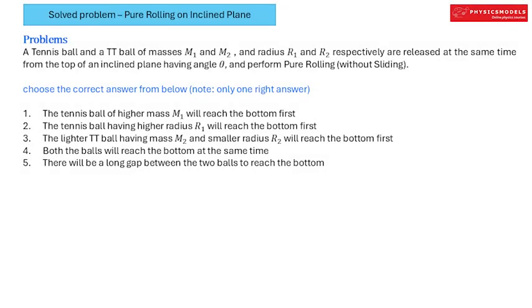Hello, everyone. In this problem, we have two spheres that are rolled down an inclined plane, and we have to find out which will reach the bottom first. This is a case of pure rolling without sliding.